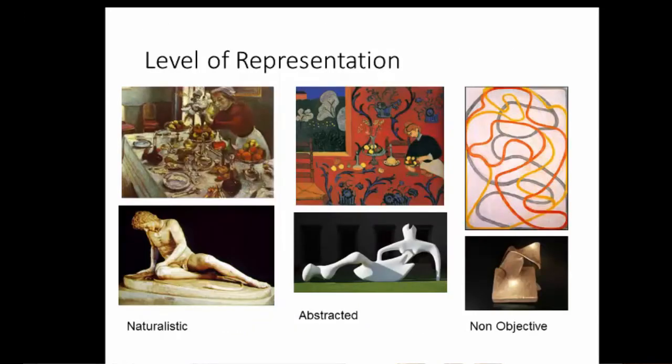First off, we want to look at three basic levels of representation. There's naturalistic, which is a complete adherence to nature, as you see in the sculpture and the painting on the left. Then we have abstraction, which is some adherence to nature, such as the sculpture and the painting in the middle, but it's been simplified, flattened, or distorted. And then third level of representation is non-objective on the far right. And we see with the painting and the sculpture, there's no attempt to recreate nature. It's just lines and shapes in space.